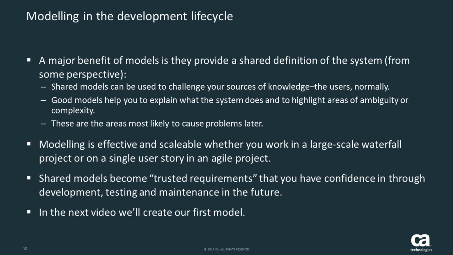So I've said that models provide a shared definition, and this is the major benefit of them, to allow teams to collaborate. We can use models to challenge our sources of knowledge, and this is the opportunity we have as testers because we're thinking seriously and rationally about the content of systems in a very systematic way. So models help us to explain what the system will do, and they also allow us to focus attention on areas of ambiguity or complexity or where there are gaps. These are the areas that are most likely to cause us problems later, to cause the developers to make assumptions which aren't safe, or to leave gaps in the delivered system.